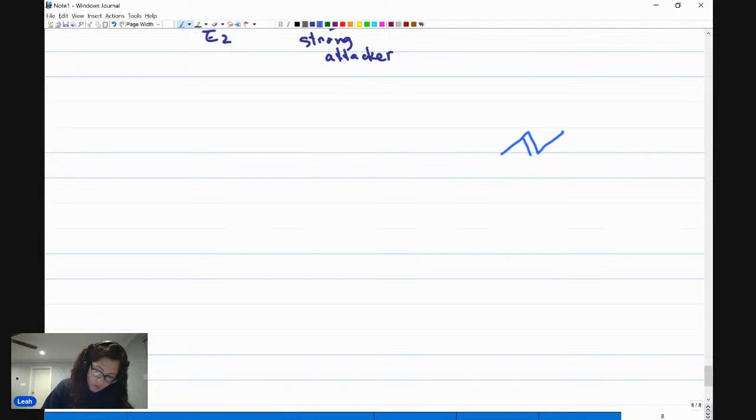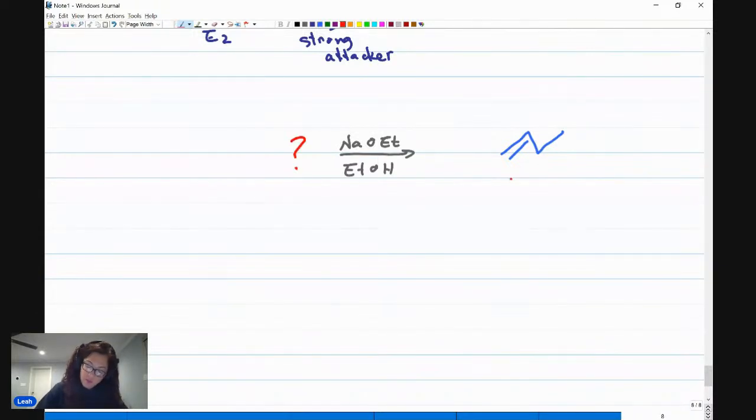And you're told that under the reaction conditions of NaOEt, which is sodium ethoxide in ethanol, EtOH, you got this product, and you have to come up with the starting material. The first thing we do is identify the fact that there is a pi bond. That means it's from an elimination reaction.